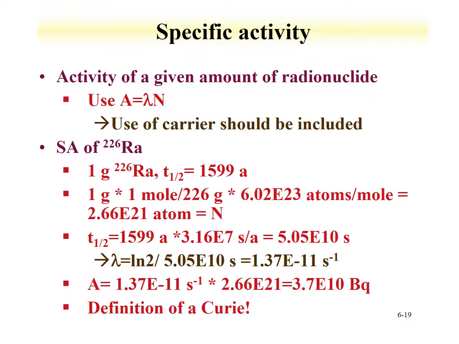So activity equals my lambda times the number of atoms, and it's equal to 3.7 times 10 to the 10th becquerel. That is the definition of a Curie, and that's where the Curie definition comes from. 1 gram of radium-226 is by definition a Curie, and that is 3.7 times 10 to the 10th decays per second.